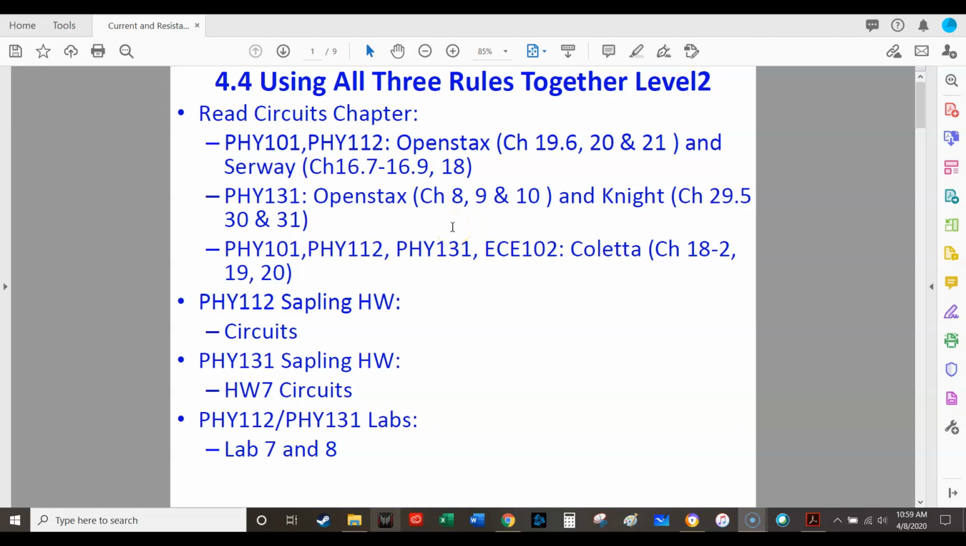Hi everybody, we are continuing with circuits. This is 4.4, using all three rules together, level 2.